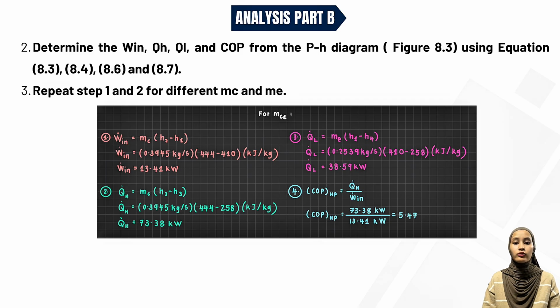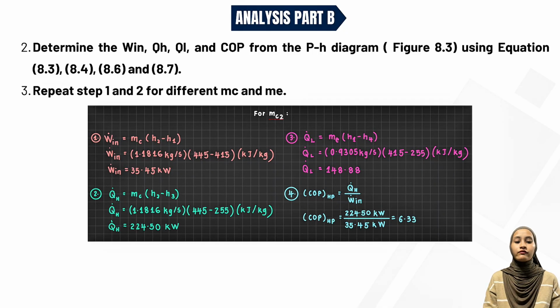For MC1, the W in dot value is equal to 13.41 kilowatt, QH dot is equal to 73.38 kilowatt, QL dot is equal to 38.59 kilowatt, while the COP is 5.47. For MC2, the value of W in dot is equal to 35.45 kilowatt, QH dot is equal to 224.50 kilowatt, QL dot is equal to 148.88 kilowatt, and the COP is equal to 6.33.